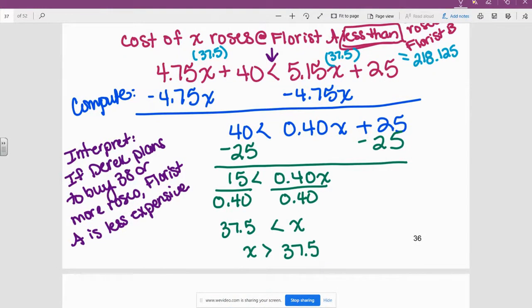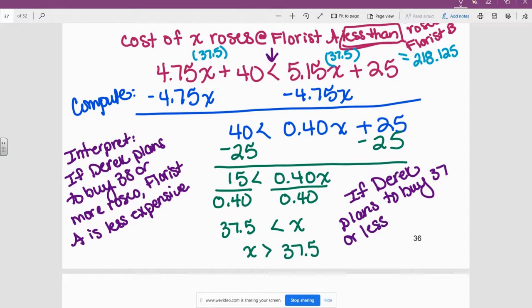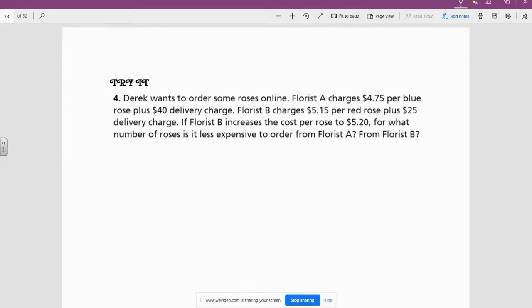Okay, and then the other side, I'll write it over here. If Derek plans to buy, and again, you can't have 37.5 exactly, to buy 37 or fewer roses, Florist B is less expensive. Okay, so hopefully that makes sense. So go ahead and pause it, or just watch me go through it and then see if you can get it right.